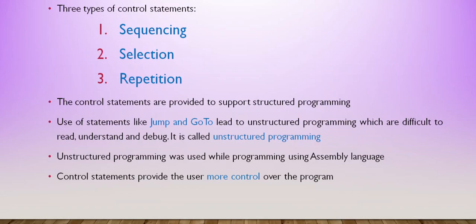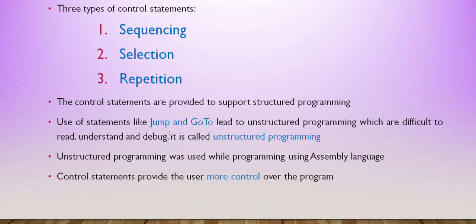The three types of control structures are sequencing, that means the order in which you place the statements, the order of execution of statements. Selection, that means you select the statements to be executed. Sometimes you may execute those statements, sometimes you may skip them. And then repetition, that means you want to execute the statements repeatedly. These concepts are supported by different programming languages in different ways.